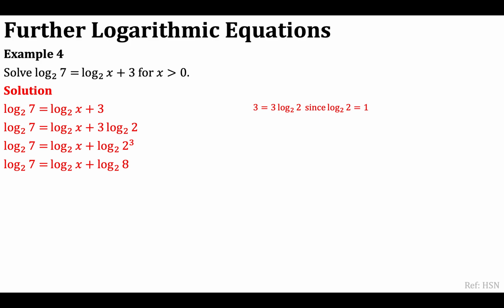Now on the right hand side, I've got two logarithmic terms adding together, and they both have the same base. So that means we can multiply the arguments. So log to the base 2 of 7 is equal to log to the base 2 of 8x. On both sides of this equation, I've got log terms with the same bases, so that means the arguments are equal to each other. So 7 is equal to 8x, and dividing throughout by 8 means that x is equal to 7/8.